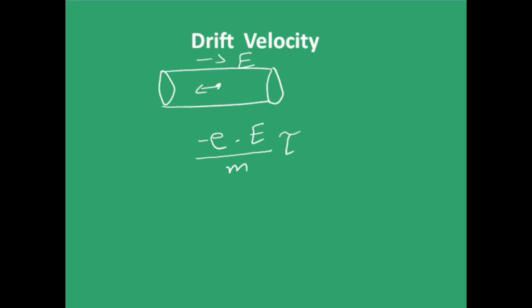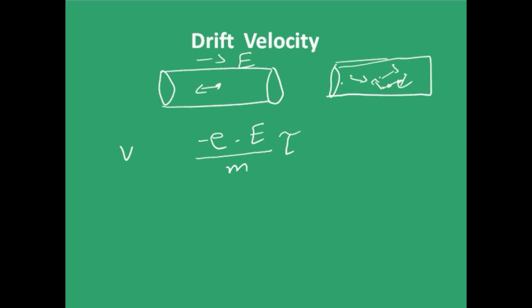I'll explain it to you in detail. Inside a conductor, what happens is there will be a lot of electrons here, and every electron is moving in some random direction, and there will be many collisions taking place due to this movement. The average time between two consecutive collisions be tau.